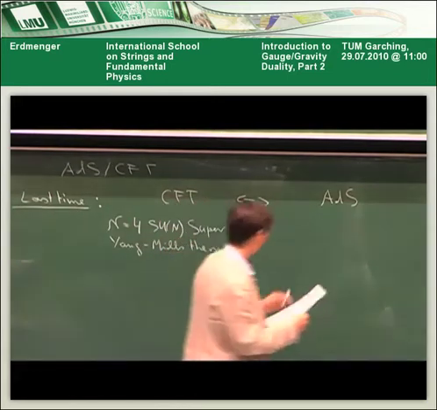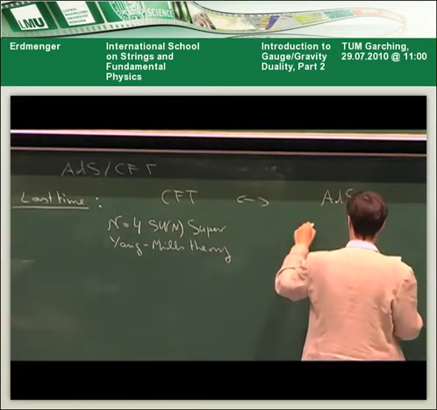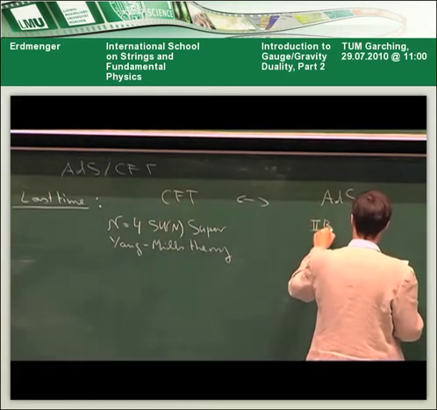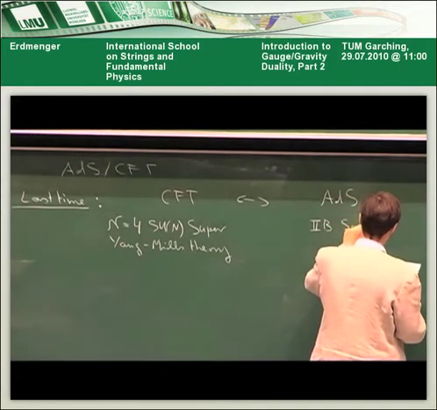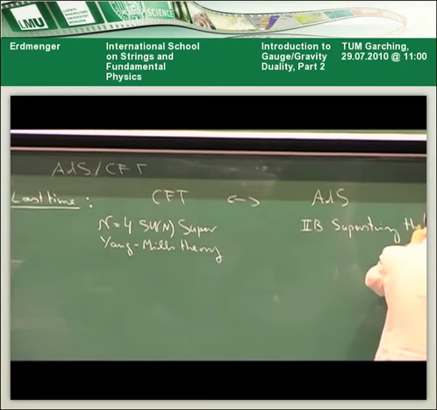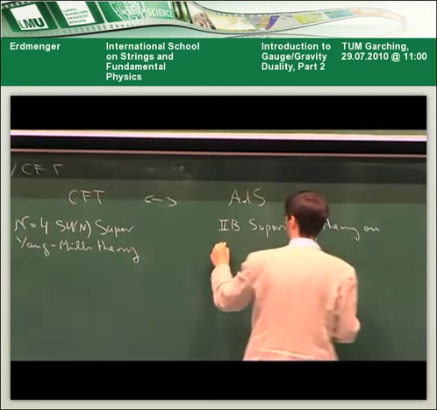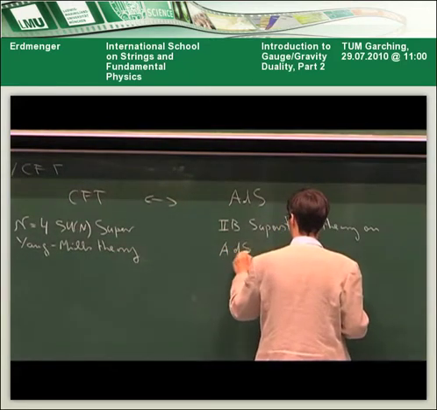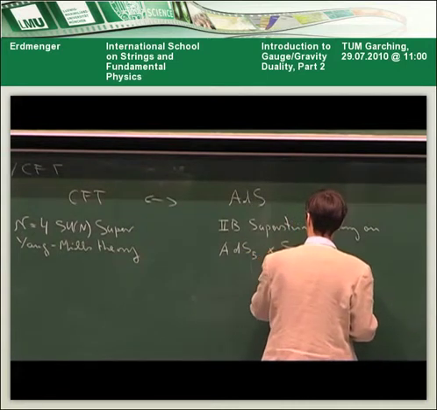And so this was claimed to be equivalent to type IIB superstring theory on the space AdS5 times S5.